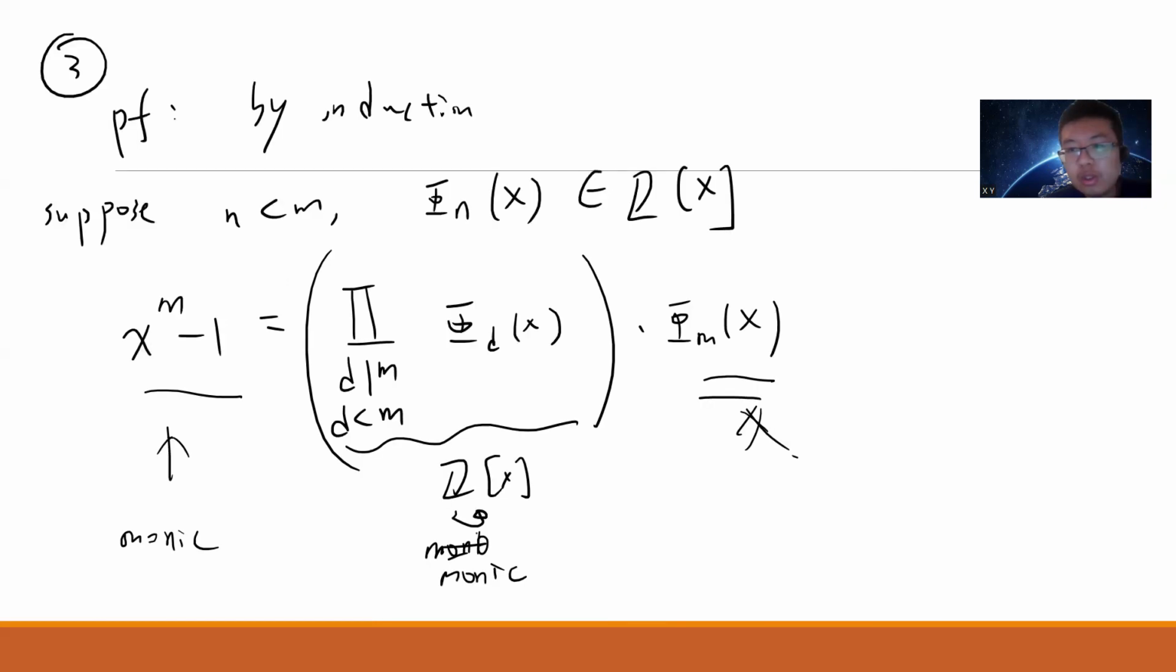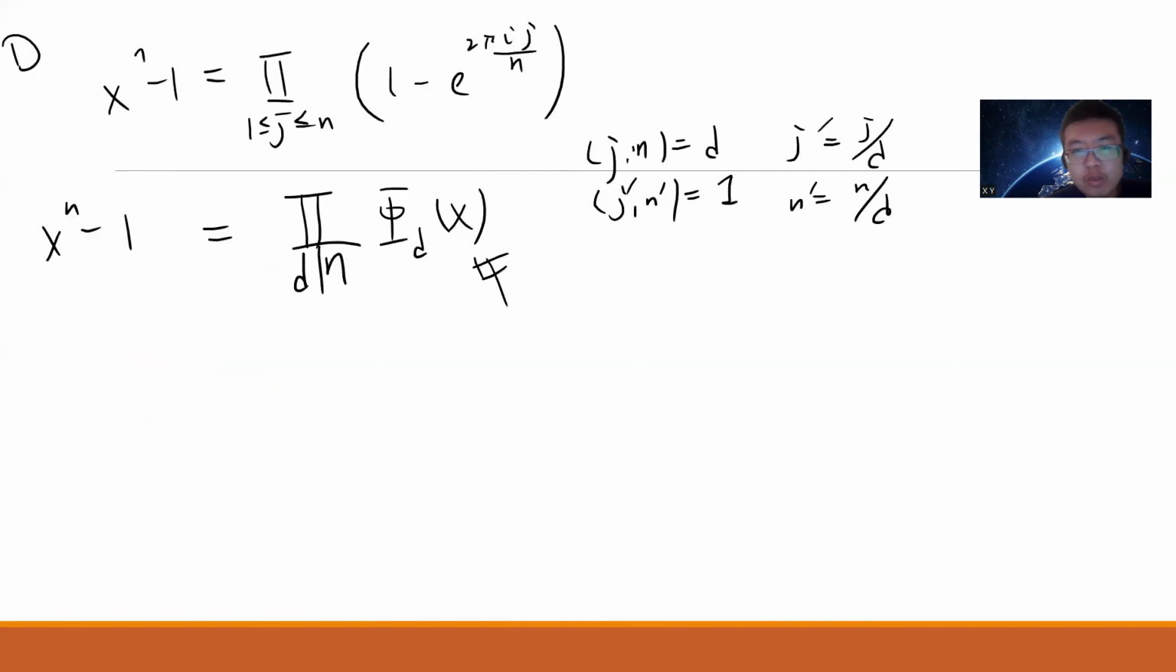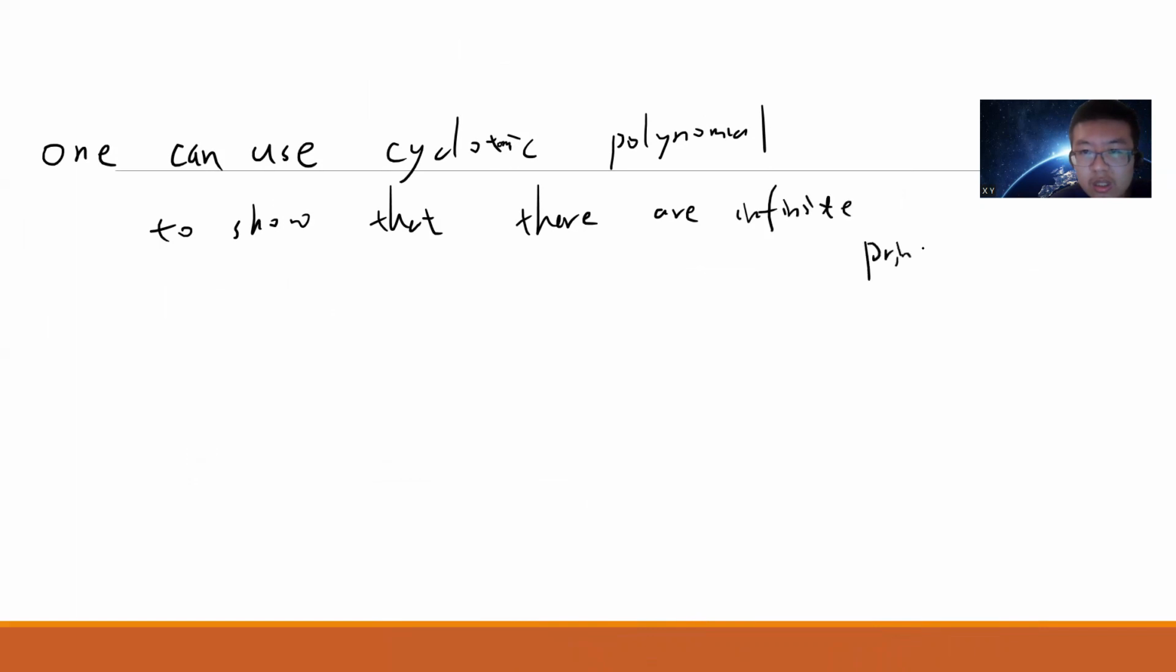Okay. So I also want to say, I think this is a good result. And next time I want to prove one interesting fact, which I will say here: one can use cyclotomic polynomials to show that there are infinitely many primes congruent to 1 mod n for any n.